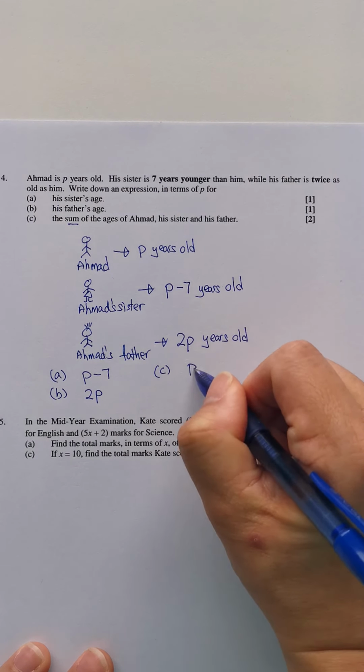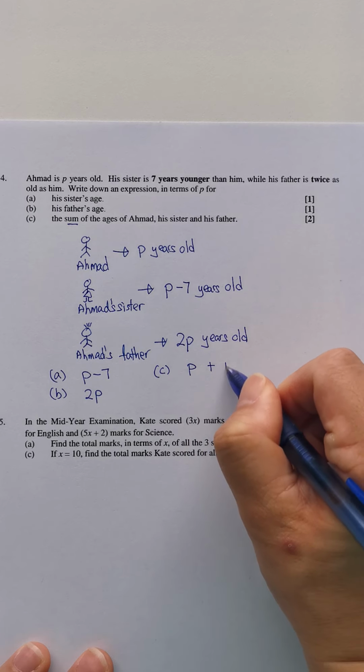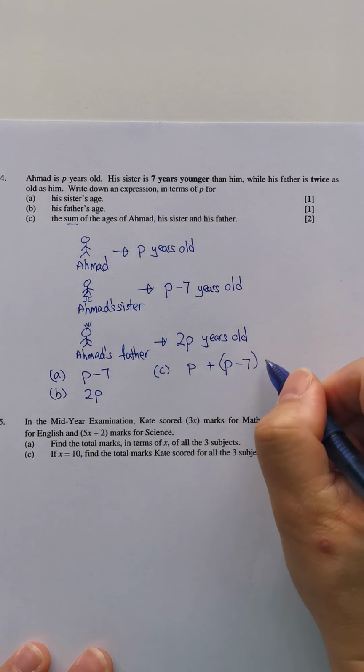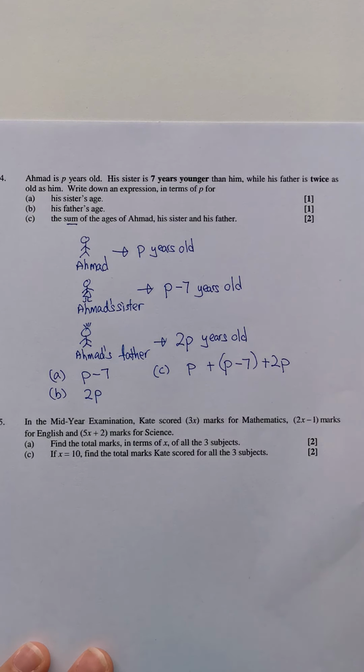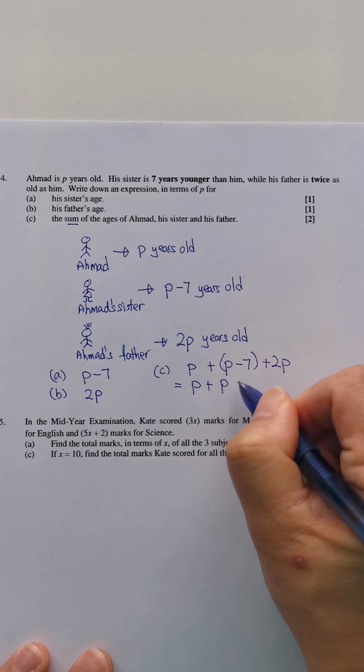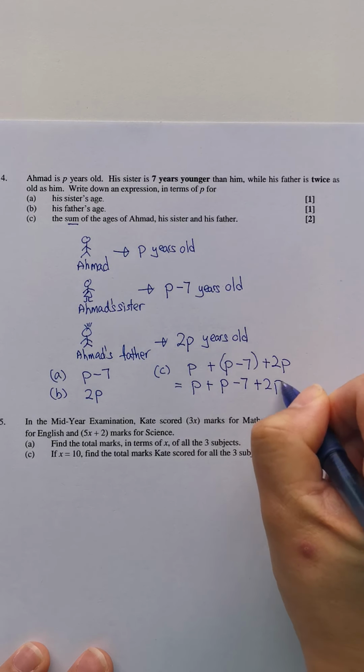Okay, so Ahmad is P. The sister is P minus 7. And the father is 2P. Okay, so in class, we learned that we remove the bracket first. The very first step is to remove the bracket.